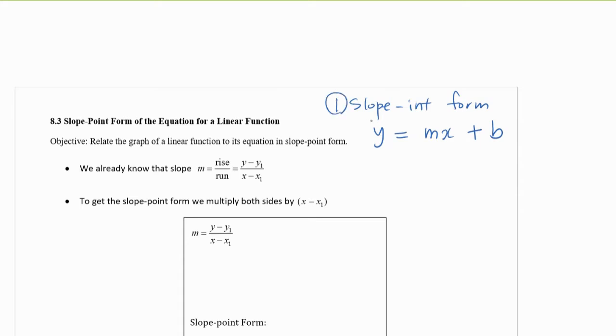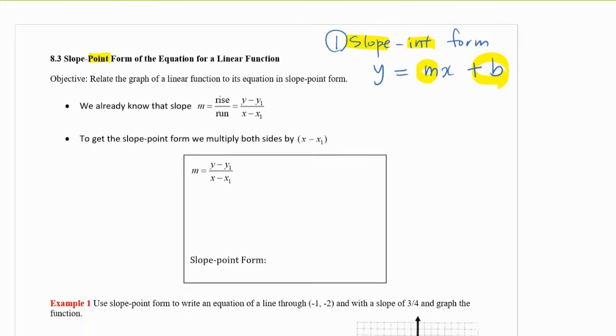And the second form, today we're going to learn slope-point form. Slope-point form of the equation for a linear function. So slope-intercept form lets you know the slope and the intercept. What about the slope-point form? Slope-point form will let you know the slope and the point.